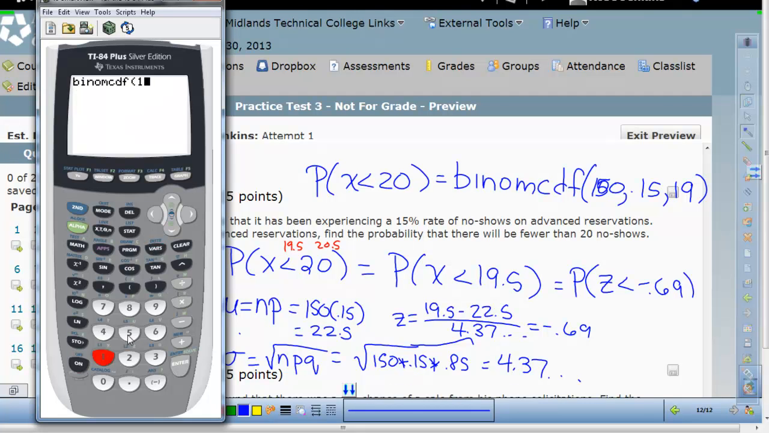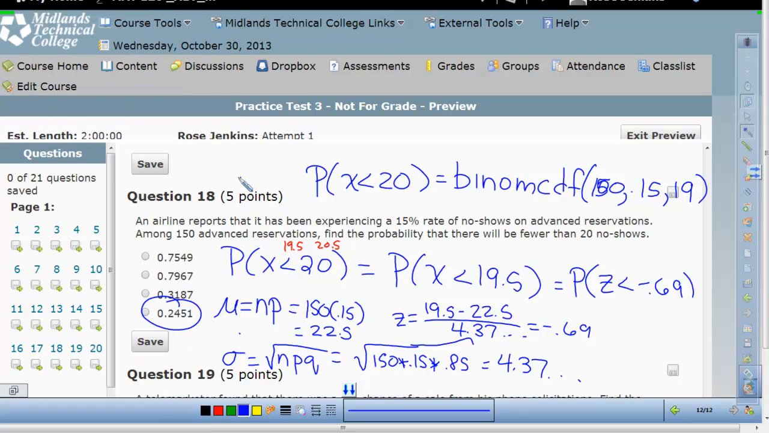Okay, n is 150. P is 0.15, and x is going to be 19. And so we get 0.2509, which is the exact answer. But if you decide to do it this way, which saves you a whole bunch of time and work, you just have to be comfortable enough saying that 0.2509 is closest to 0.2451.